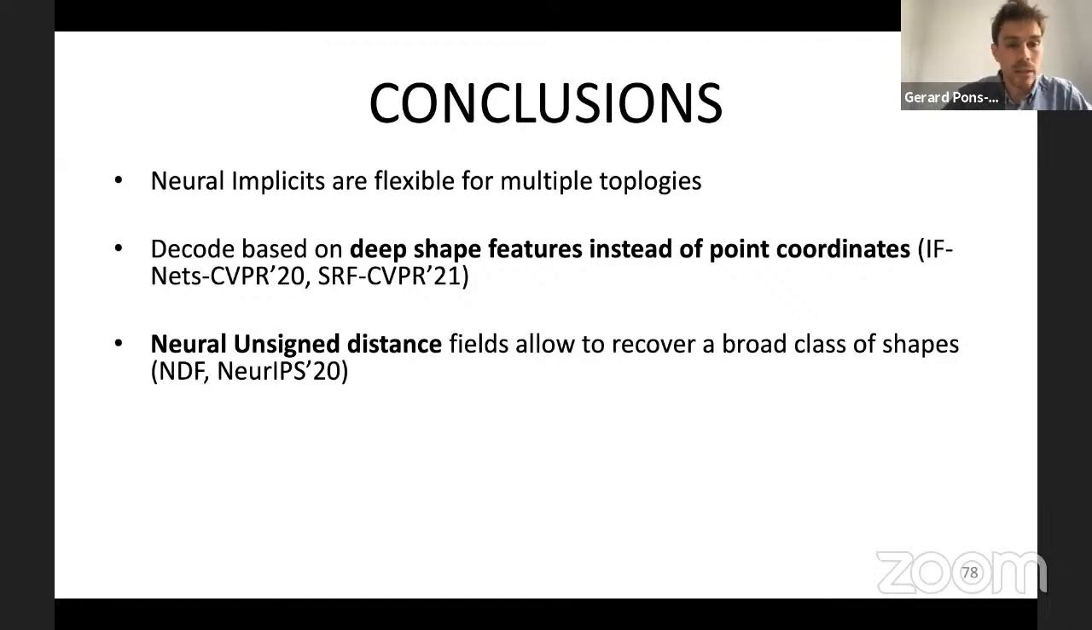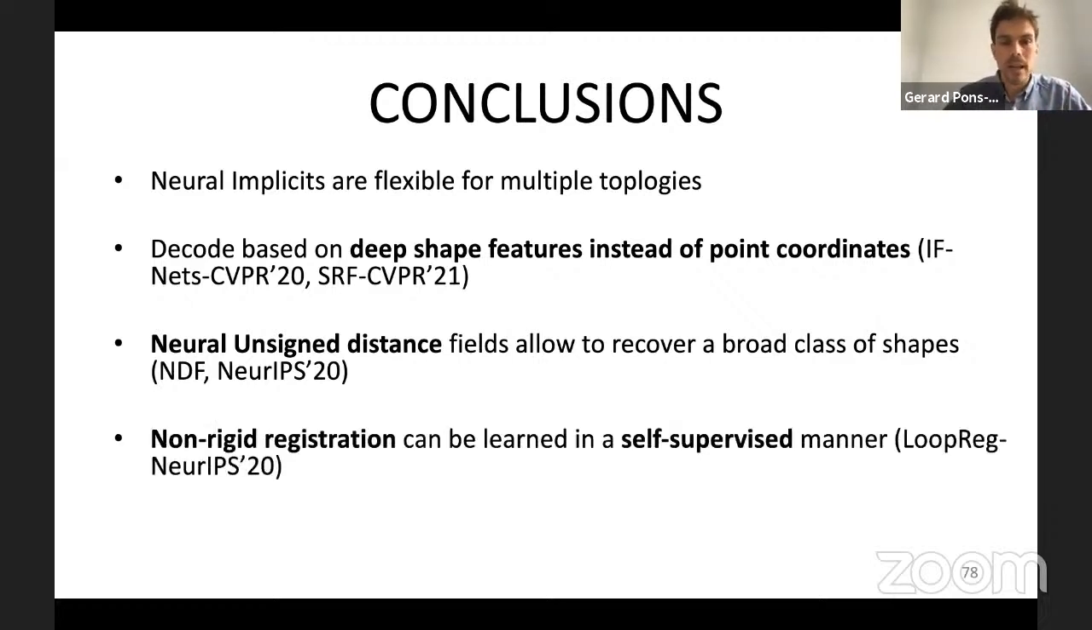And then we've seen that neural unsigned distance fields allow us to recover a broader class of shapes, including open surfaces. I've shown LoopReg, which can perform non-rigid registration in a self-supervised manner. And I recall that registration is the workhorse for many of the statistical models, and a lot of people have asked us, and now you have code, the more classical registration and the LoopReg registration. This code is available online, so please check it out.